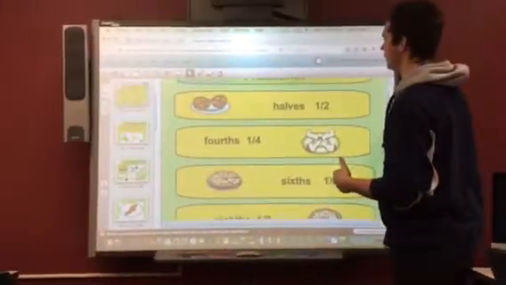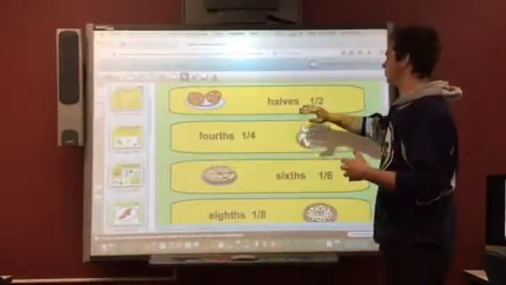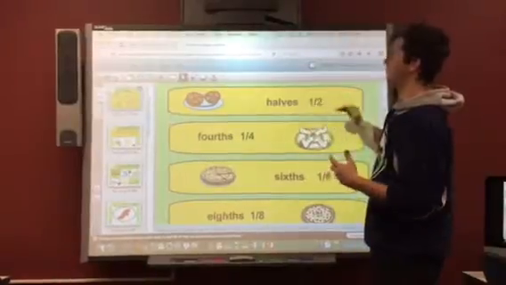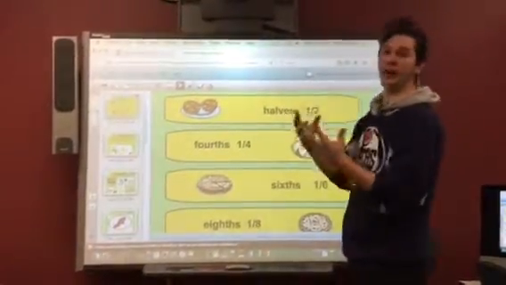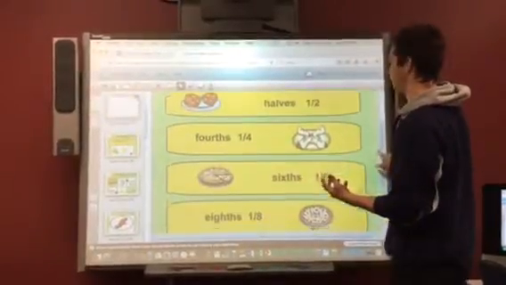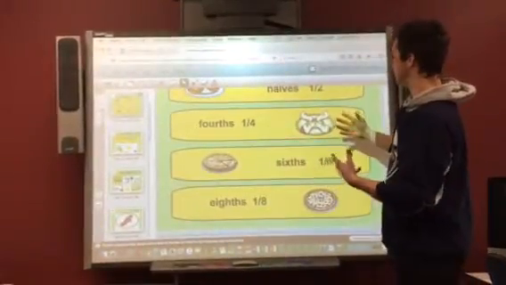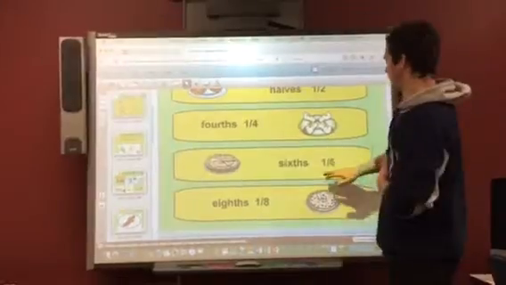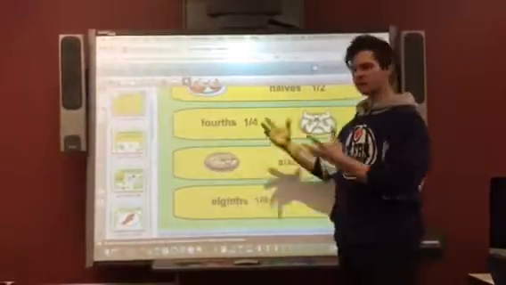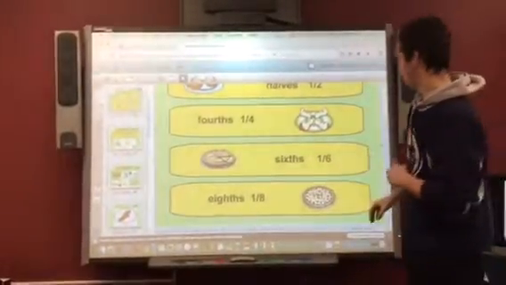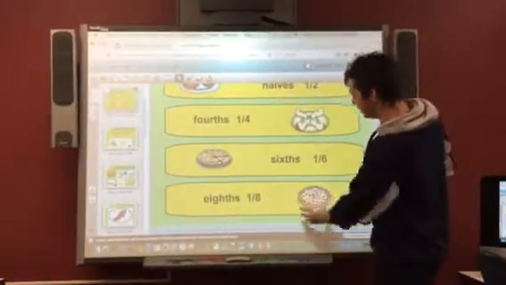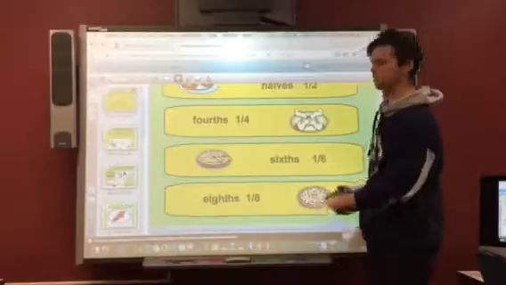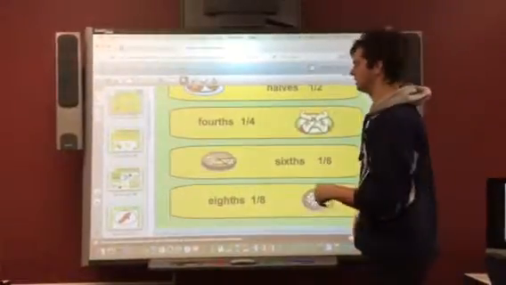So first off, it shows that one fraction is half, so one half of something. We see an orange cut into two, which shows that there are two halves. As well as fourths, which is cutting something into four. Sixths, which is kind of like a pie, where you see 6 pieces of something. And eighths, where it's kind of like a pizza, where you get one slice. So 1/8 would be one piece out of an 8-piece pizza.